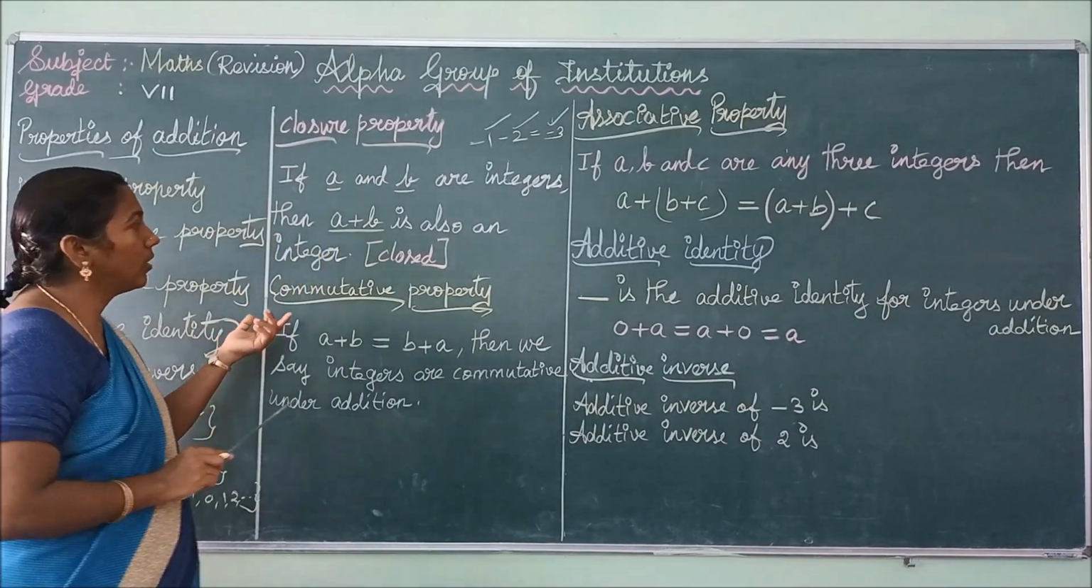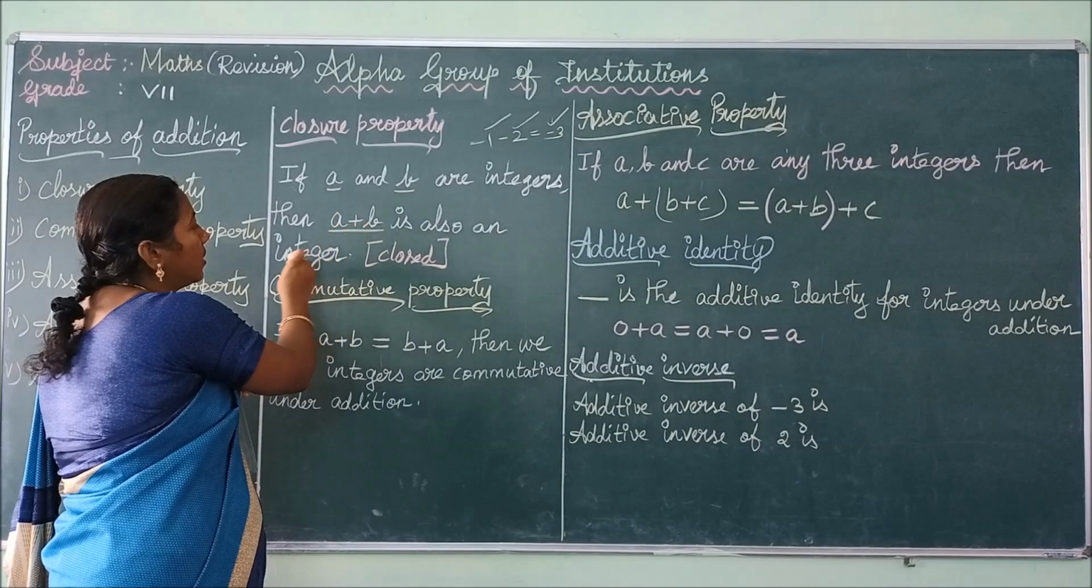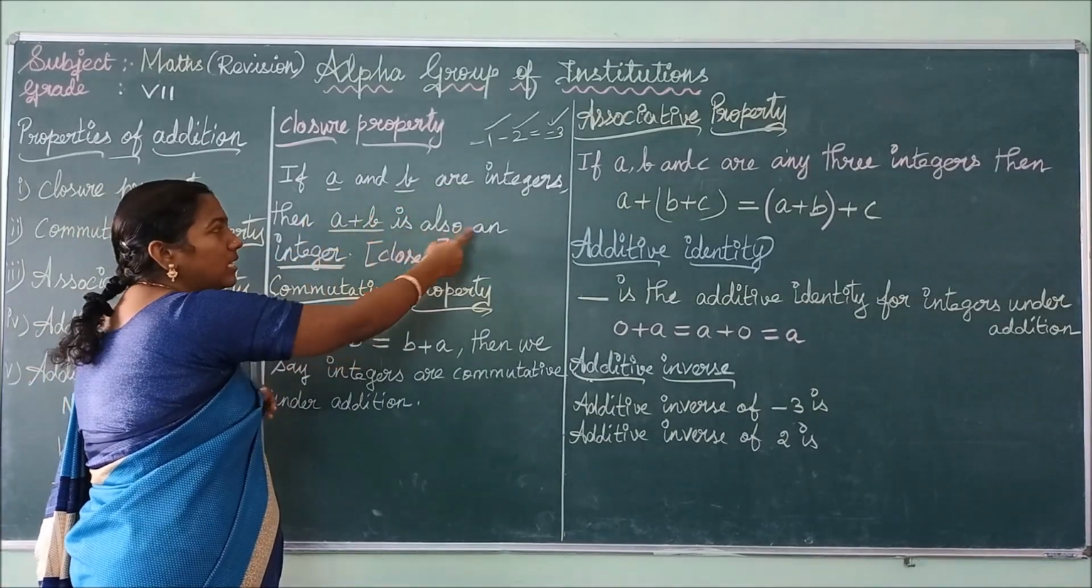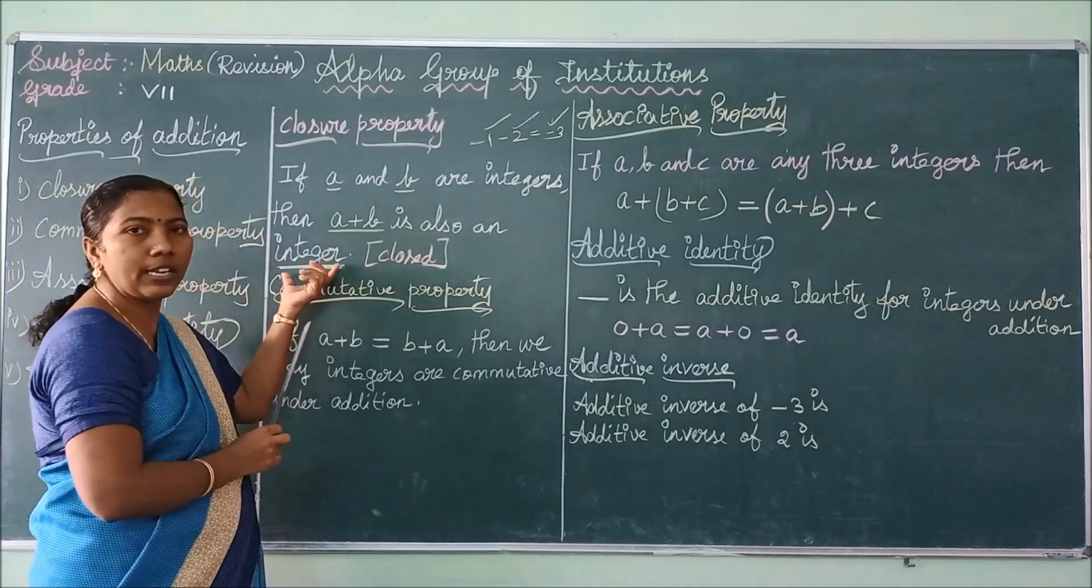Okay. Thus we go next. You may have a question based on this in 1 mark. If a and b are integers, then a plus b is also an dash. So here you have to write integer.